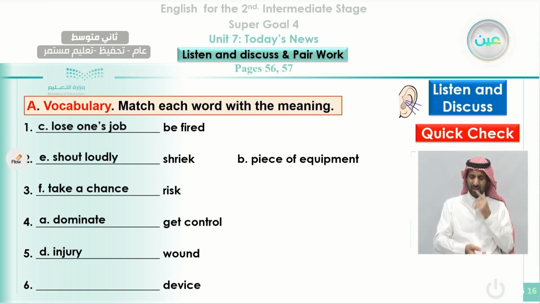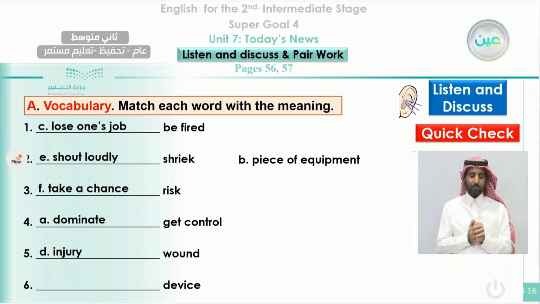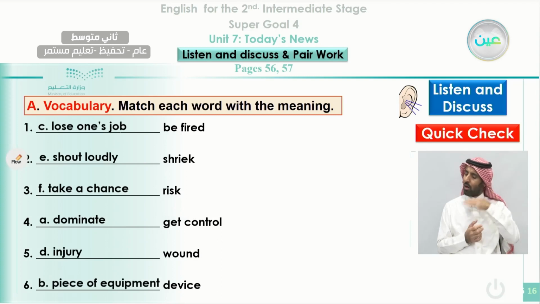When the boy was listening to the broadcast, he was connecting his headphone to the mobile, and he was listening to the broadcast. He had an injury when the lightning hit him, and he had the electric current. Device matches the word or the phrase piece of equipment. We call the mobile phone a device, or we call it a piece of equipment.